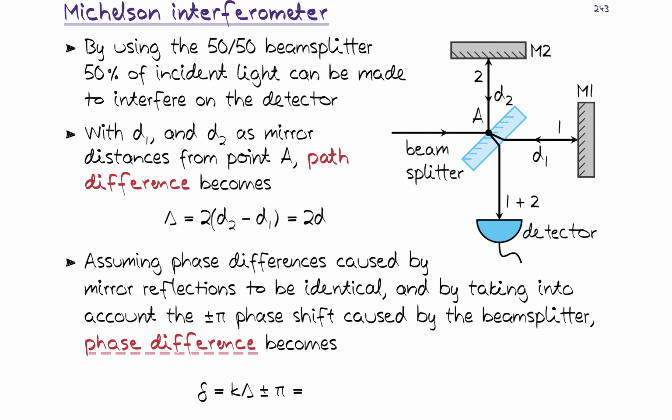And now we can actually calculate the phase shift, the phase difference delta, and that's of course 2 pi divided by vacuum wavelength lambda naught times 2d. So we just insert the big lambda there, and then we have the plus minus pi. We can multiply the 2 into the 2 pi, so we get this relation here for the phase difference delta.